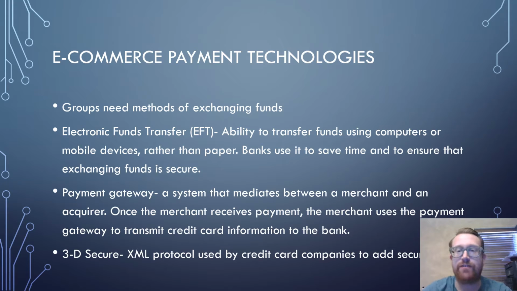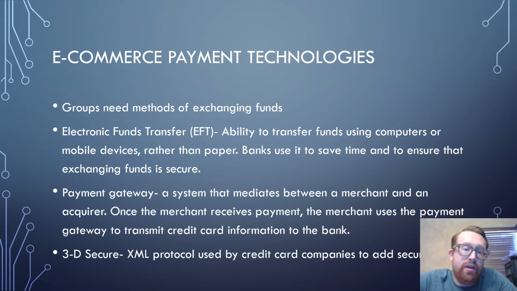This is the ability to transfer funds using computers or mobile devices rather than paper. Essentially, you are transferring money from one person or one business to another person or another business. And banks use it to save time and to ensure that exchanging funds is secure. Essentially, one bank is exchanging the funds to the other person's bank. So the buyer's bank, whenever they put in their information, is electronically transferring the money from the buyer's bank to the seller's bank. And it's done completely electronically, and it's much, much more secure.